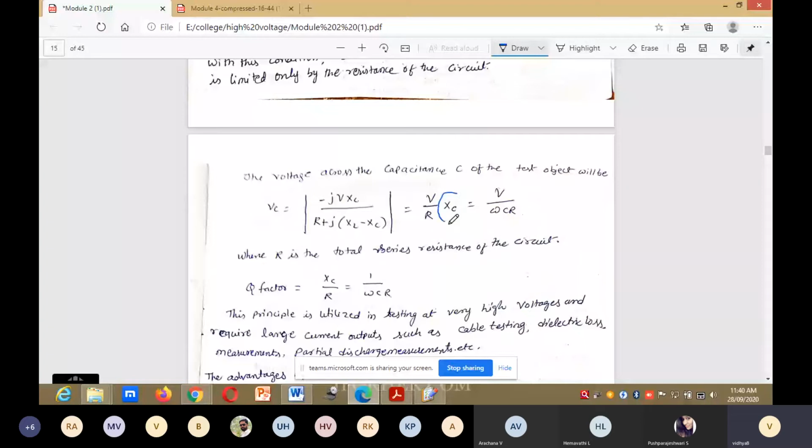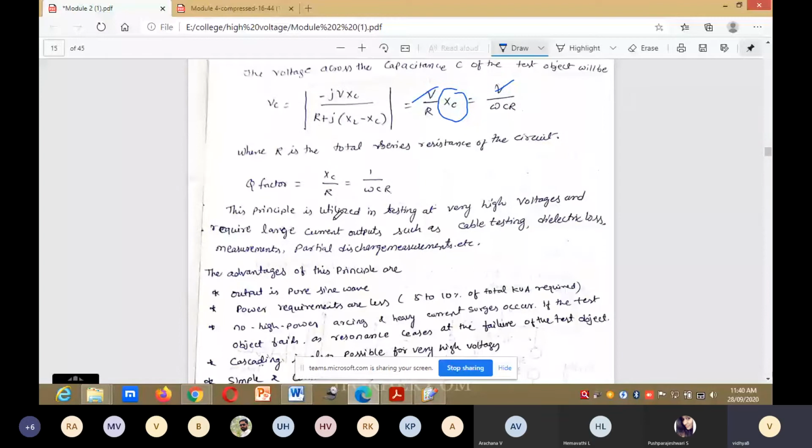Q factor is equal to Xc divided by R, and V gets cancelled. So Xc is equal to what? 1 divided by ωCR. So Q factor is equal to Xc divided by R, which is equal to 1 divided by ωCR.